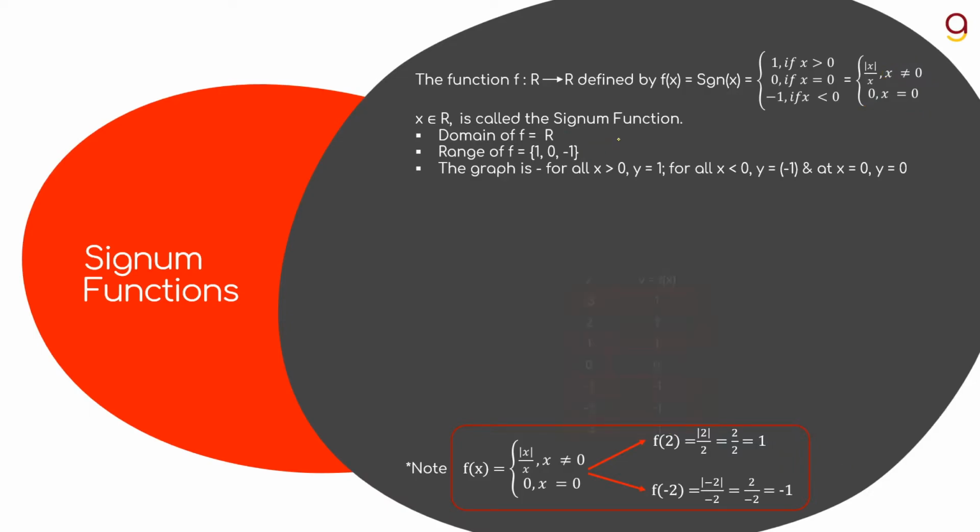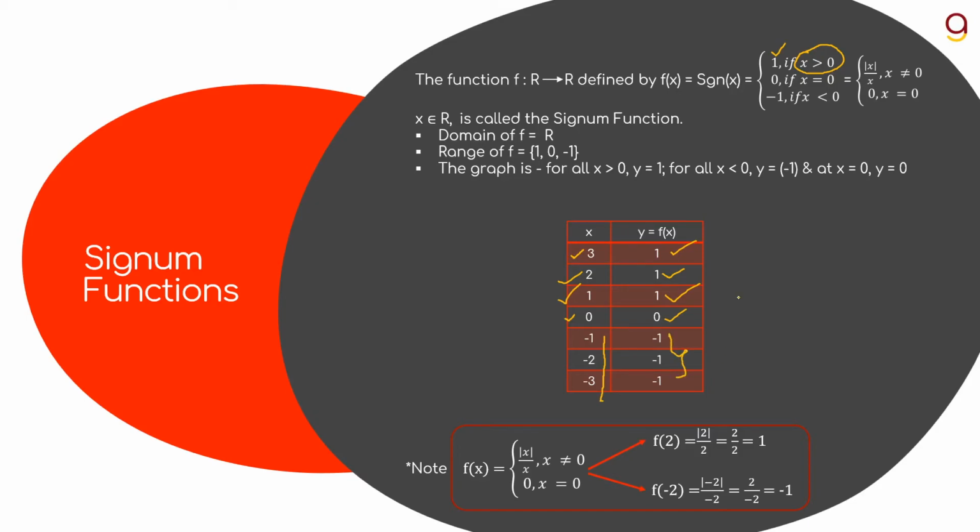Now, if we consider the input to be 3, what will be the output? It will be 1. If we consider the input to be 2, what will be the output? Again it will be 1. Why? Because we know that if the inputs are greater than 0, the output will be 1. So again, if the input is 1, the output is also 1. But if the input is 0, the output will be 0. But if the input is less than 0, it may be minus 1, minus 2, minus 3 or any negative number, then the output will always be minus 1.